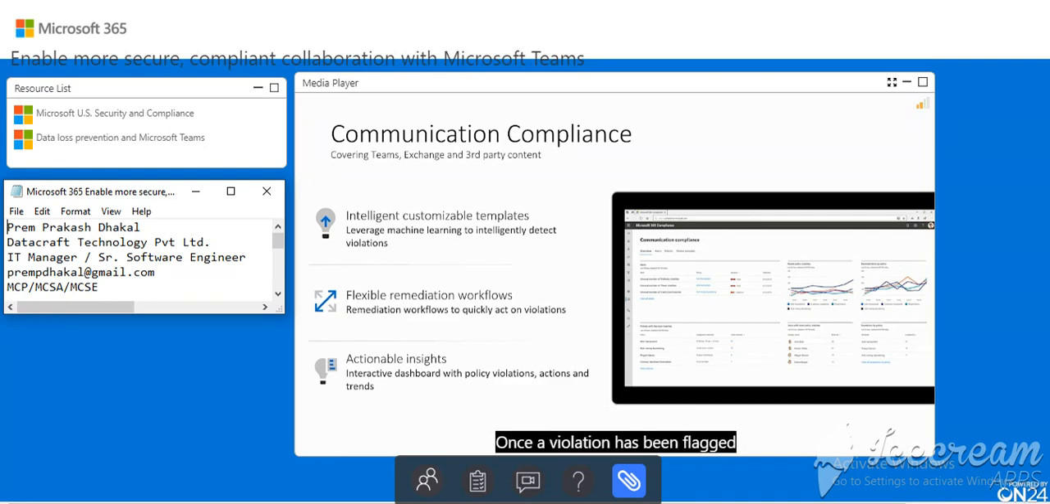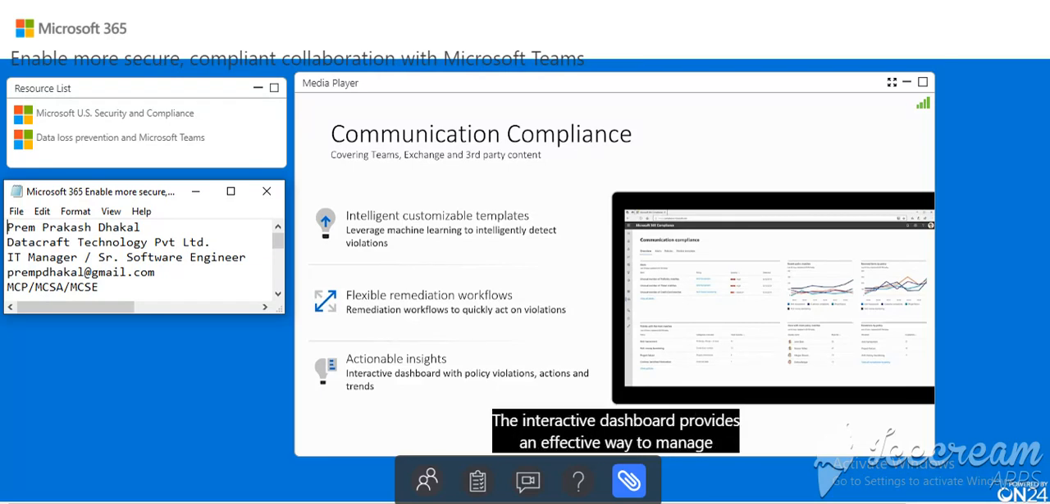Once a violation has been flagged and the designated supervisor is alerted, it is important that the review process enables them to efficiently act on violations. Communication compliance includes features such as historical user context on past violations, conversation threading, and keyword highlighting, which together allow the supervisor to quickly triage the violation and take the appropriate remediation actions.